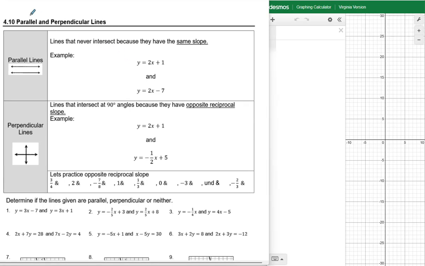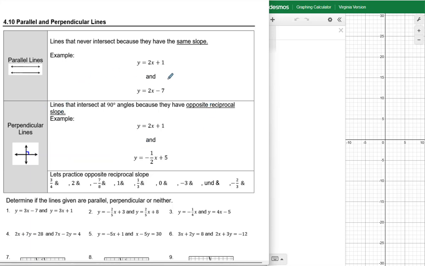In this video, we will look at parallel lines and perpendicular lines. Parallel lines are lines that go in the same direction and they have the same slope. We'll talk about that. And then perpendicular lines are lines that cross each other at exactly 90 degrees, okay? And they will have opposite reciprocal slopes. So we'll look at that as well.